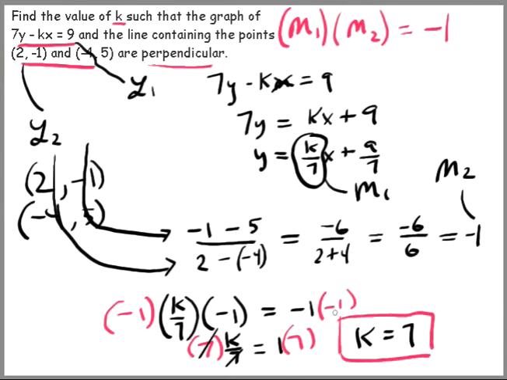When k has a value of 7, we force the lines into perpendicularity. Okay, I hope that helps.